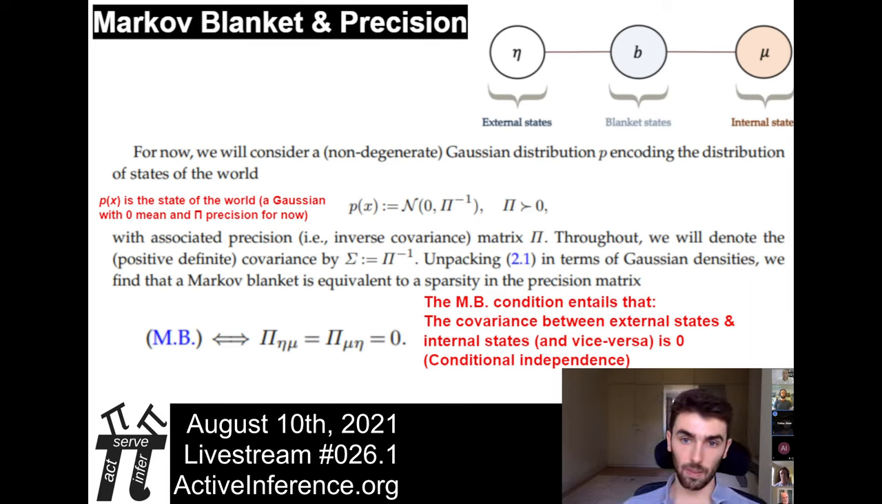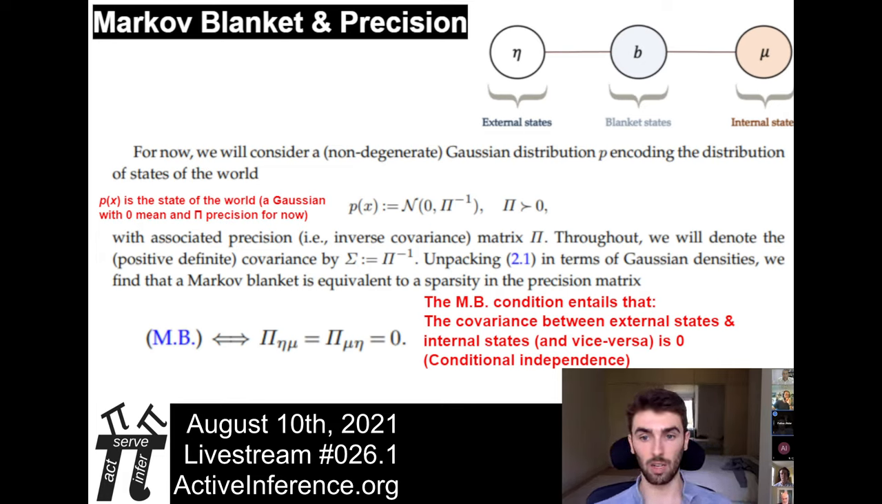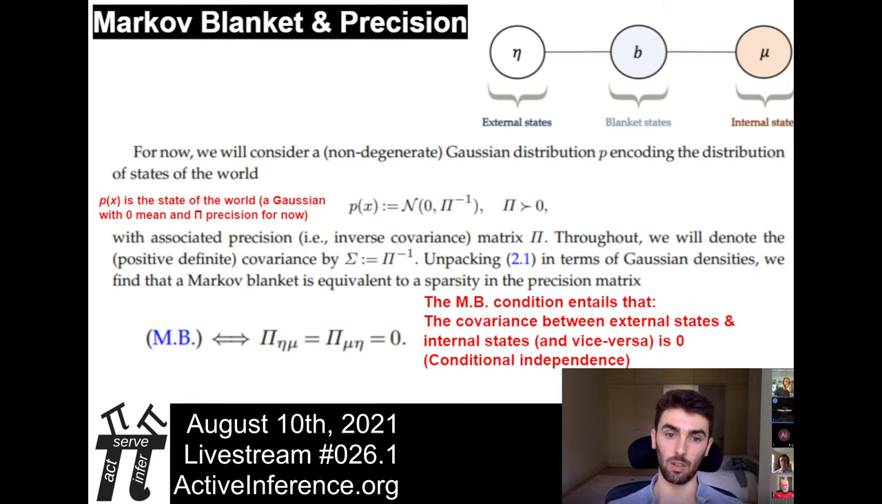And then the other extreme would be to have a non-zero entry in the equation that we have there. And then it would mean that internal states and external states can talk to each other directly, without interacting via the blanket state. So then you don't have a blanket. You just have three states that mix with each other. And so, yeah, you lose kind of the basic point that says, oh, we're looking at systems that have a boundary.